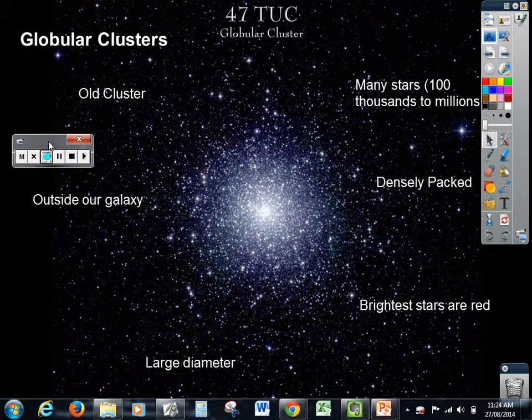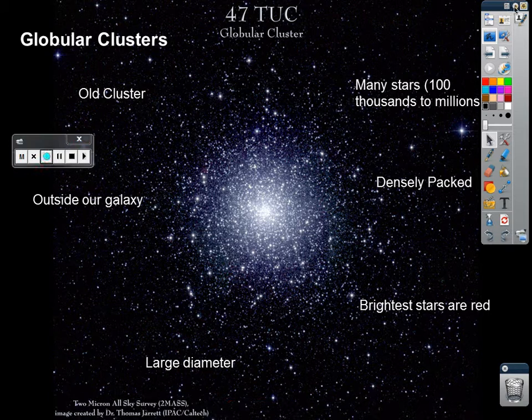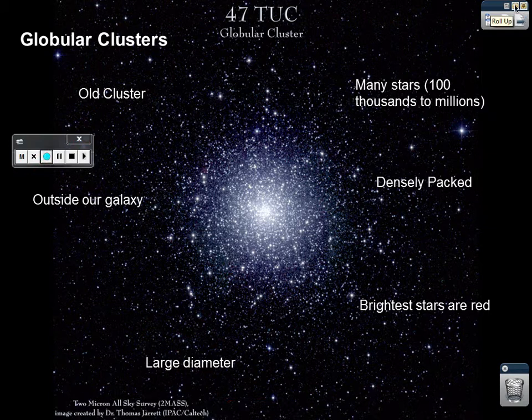So here is a globular cluster called 47 Tuc. In this globular cluster, we have hundreds of thousands to millions of stars. It's like a little mini galaxy. They are old stars. They are densely packed. And they are nearly always outside our galaxy.